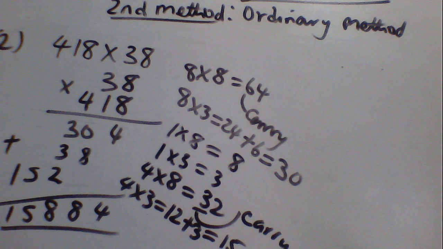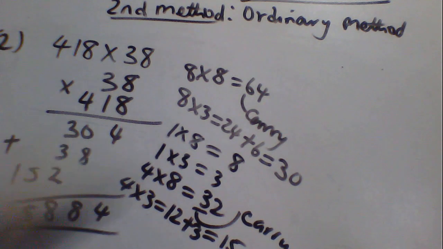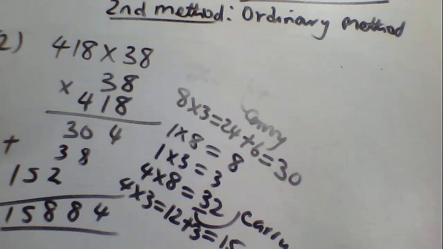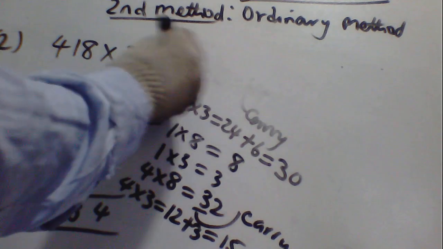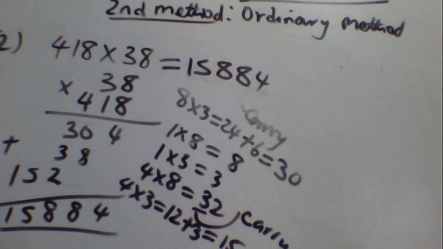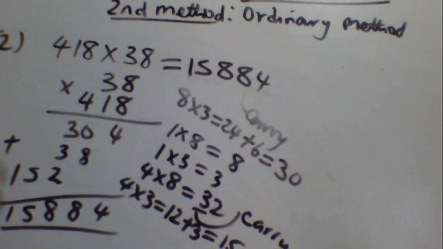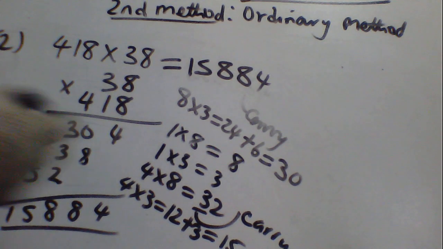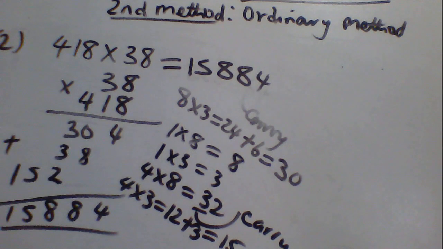So the result of the multiplication of 418 by 38 is 15884. Notice that the number of rows is equal to the number of digits of the multiplier. 1, 2, 3 for the digits, and 1, 2, 3 for the rows. So the number of rows you shift one digit to the left is equal to the number of digits of the multiplier.